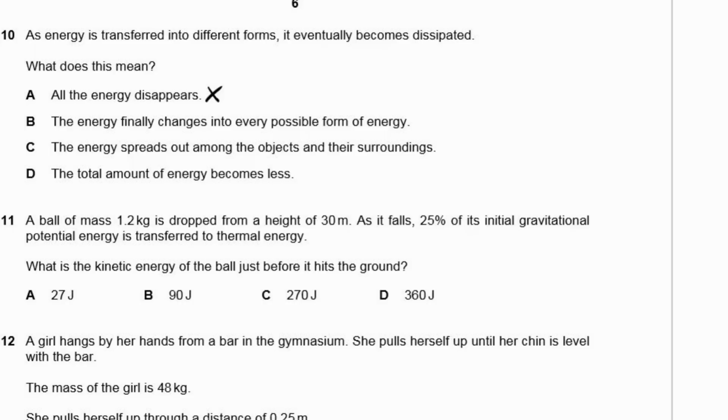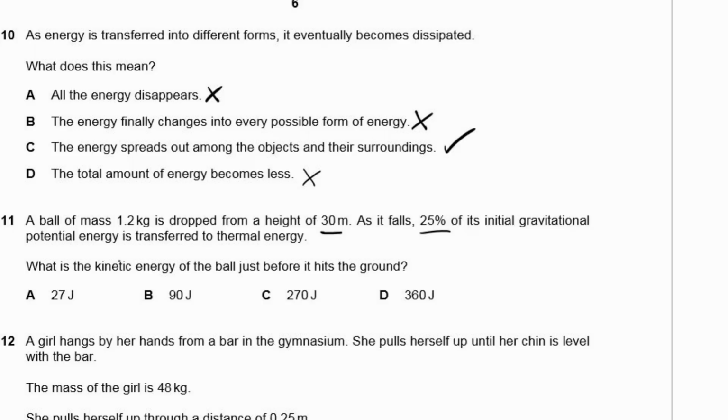Now, B, the energy finally changes into every possible form of energy? No. Why would it? C, the energy spreads out among the objects in their surroundings? Yes. And D, the total amount of energy becomes less? No. There we are, so that's answer C. 11. A ball of mass 1.2 kilograms is dropped from a height of 30 meters. As it falls, 25% of its initial gravitational potential energy is transferred to thermal energy, so it's lost 25% of its energy.